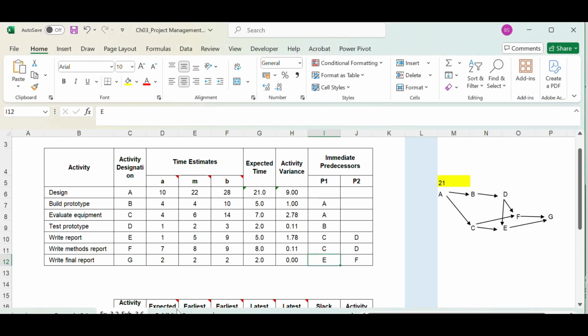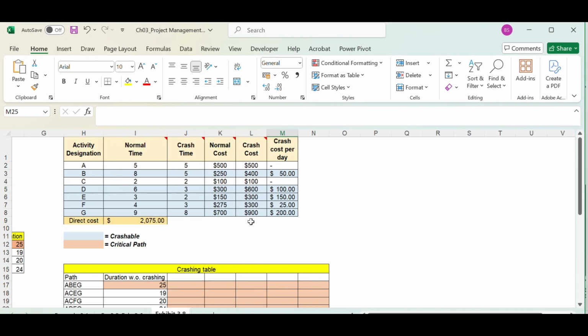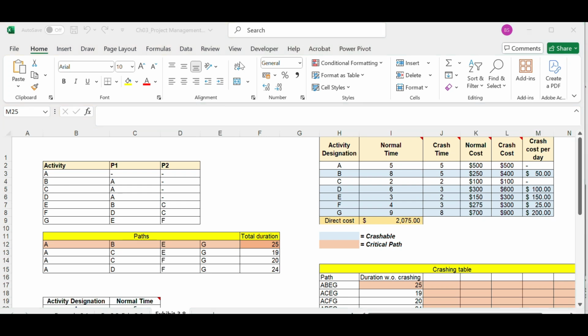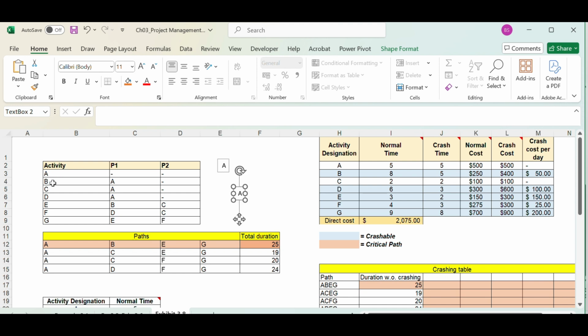Now let's talk about another example. Here in this project, we can draw the network diagram first. There is something called A, without a predecessor. After that, we have B with A as a predecessor. Then we have C with A as a predecessor. Then we have D with A as a predecessor.